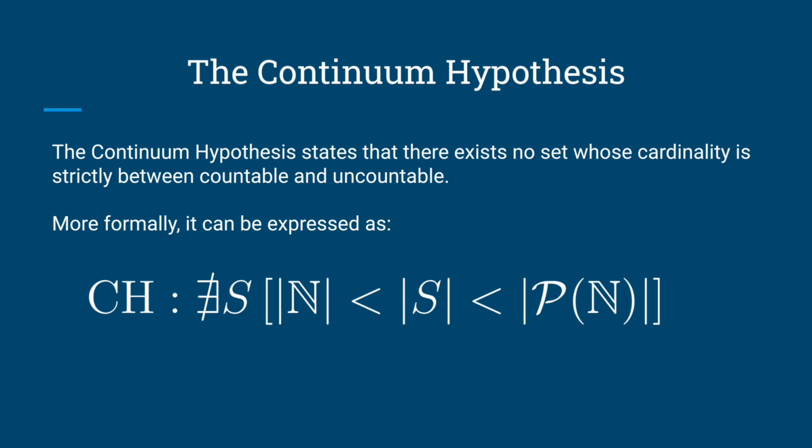So, the continuum hypothesis. The continuum hypothesis states that there exists no set whose cardinality is strictly between the countable and the uncountable. So more formally, it can be expressed as follows. This statement says that the CH states that there exists no set S whose cardinality is strictly greater than the cardinality of the natural numbers, which we call countable, and strictly less than the cardinality of the power set of the natural numbers.